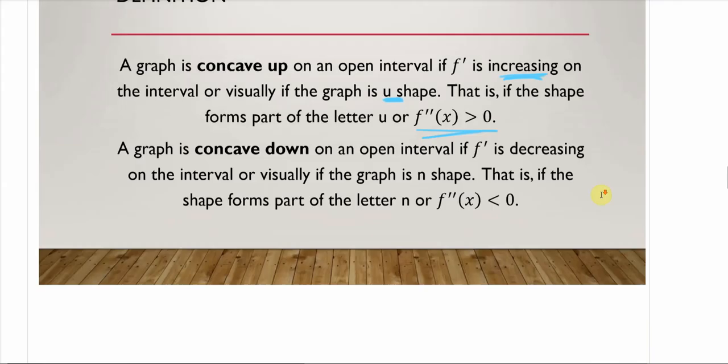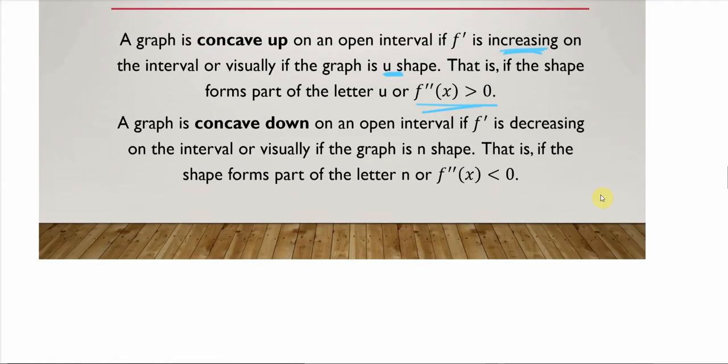Okay. So let me go back to concave down. A graph is concave down if f prime is decreasing, or the shape is going to be N shape. That is, forms the part of the letter N, or f double prime is negative. So remember that. Okay? If f double prime, if the concavity is negative, it's concave down. If the concavity is positive, if f double prime is positive, it's going to be concave up.